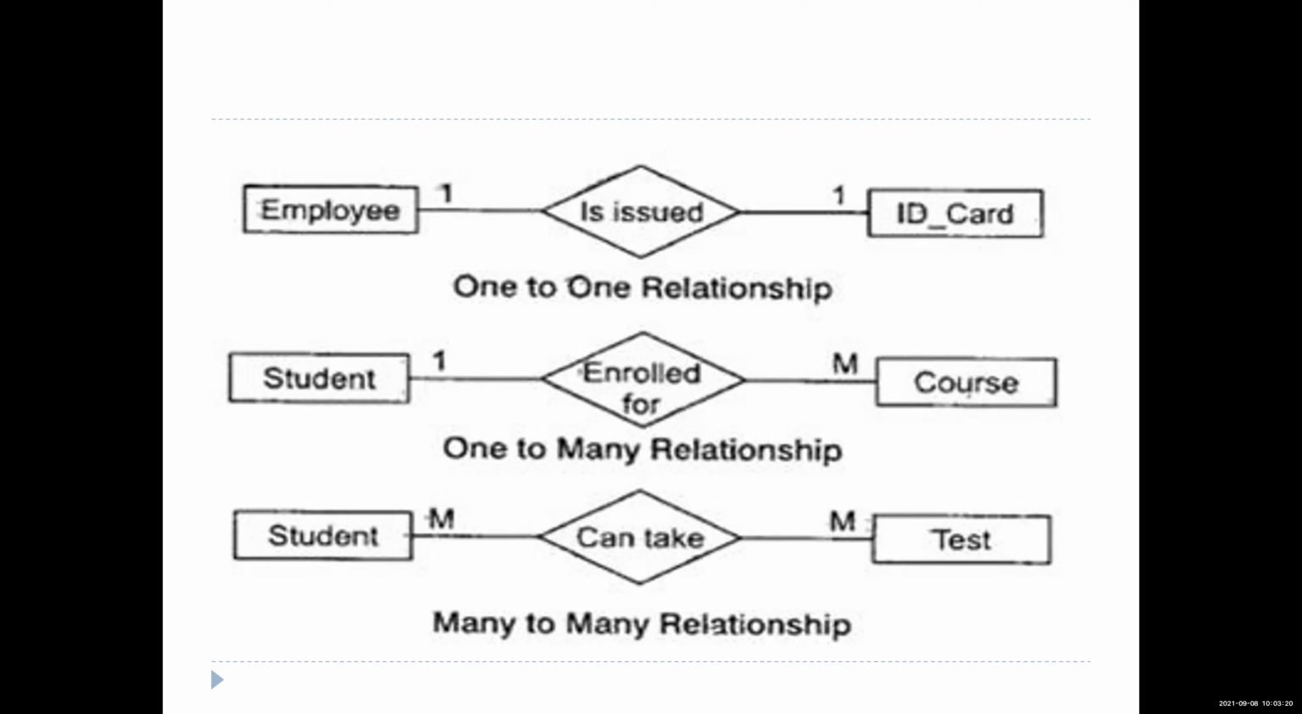Then, how do we represent it? For example, a 1-to-1 relationship. Employee is issued ID card. So one employee will be issued only one ID card. Yes, ma'am. So 1-1. So you will establish it like this.